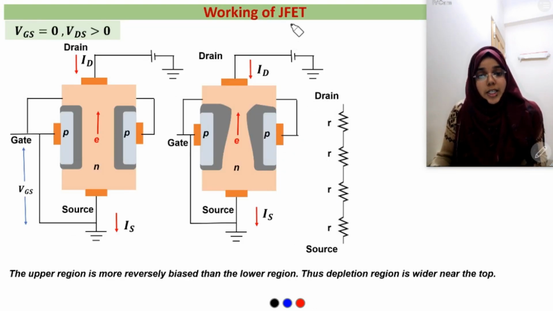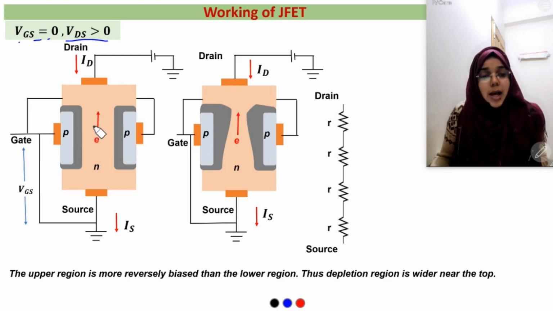Let's come to the working principle of JFET. For this, we keep the gate voltage as 0 and put a positive potential at the drain terminal. So, the drain terminal's potential is higher than the source terminal. So, electrons will drift from bottom to top. Thus, the drain current ID flows from top to bottom.